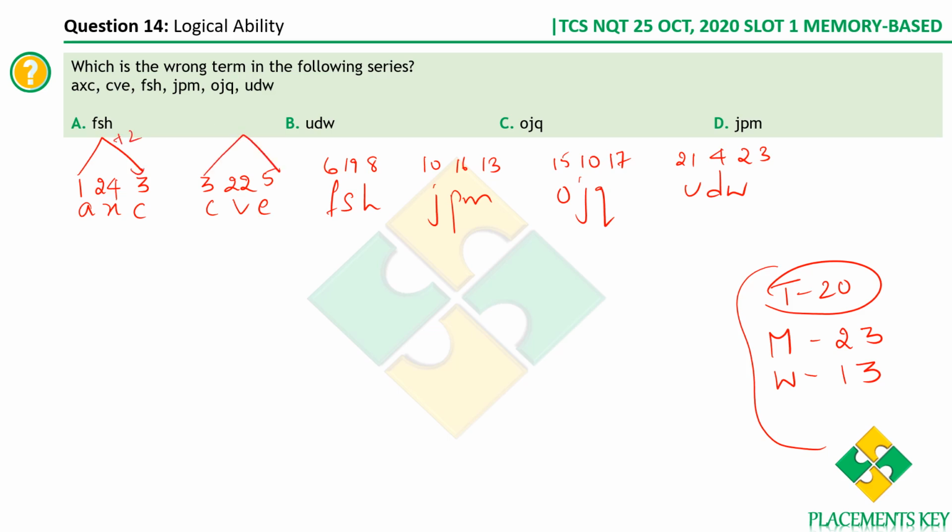You have 3 and 5, so here also you have plus 2. 6 and 8, you have plus 2. 10 and 13, there is plus 3, so this is an anomaly here. 15, 17, here also you have plus 2. 21, 23, here also you have plus 2. So in all the terms, the difference between the first term and the last term is always 2, except for JPM. So clearly JPM is supposed to be the wrong term in the series.